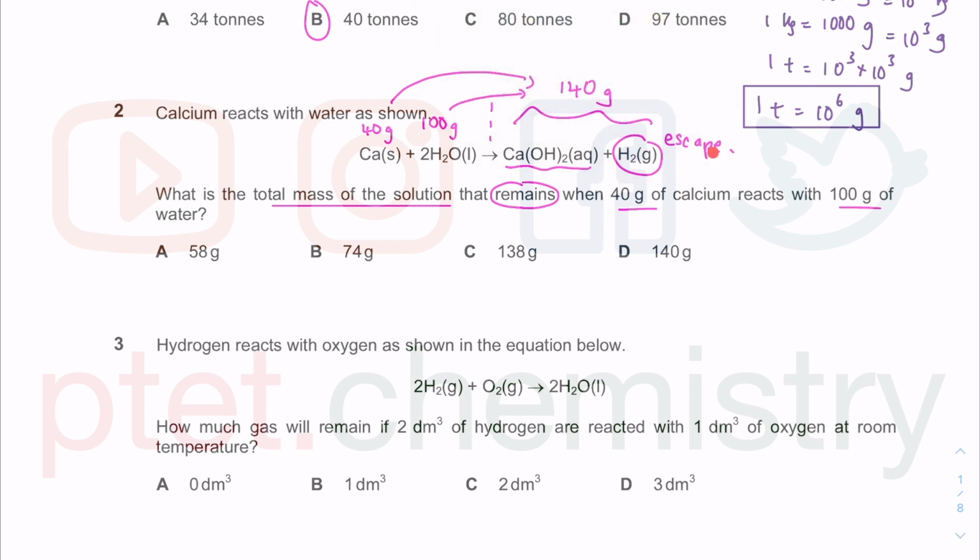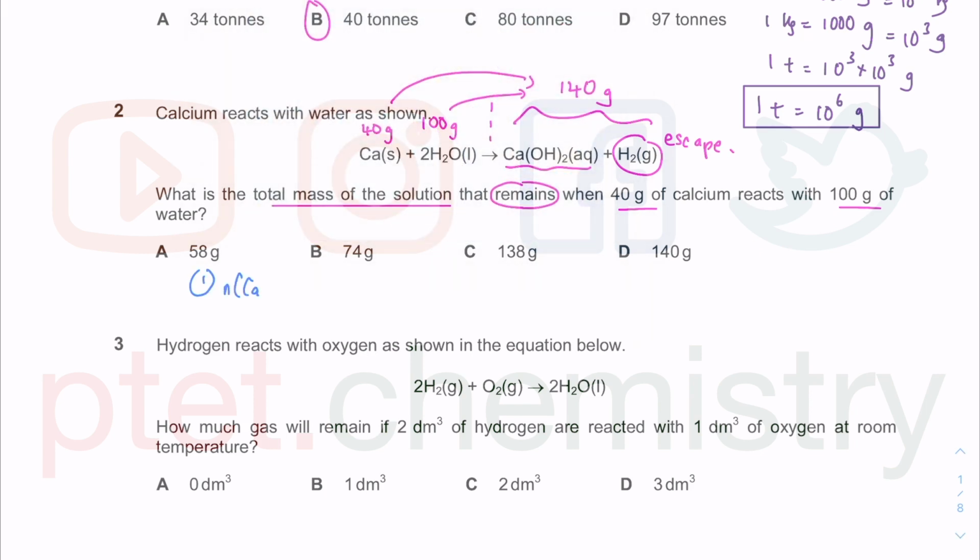Of course, the H2 will escape, so really I should be working out the mass of H2, and therefore the total mass minus the thing that escaped will tell me the mass of the solution that remains. So this question is really asking me the mole of H2 over the mole of calcium. This is a tricky one, because how do I know which one fully reacted? I don't know that unless I work out the mole of calcium and the mole of water.